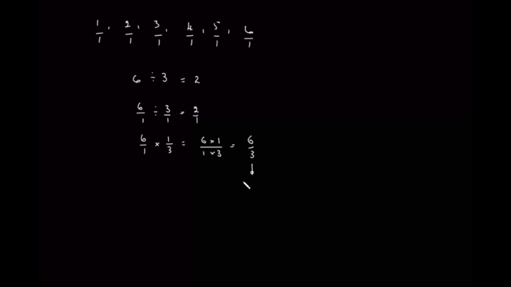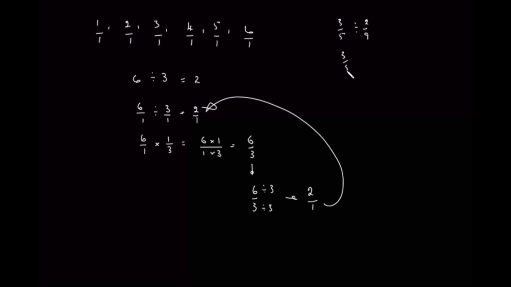Now if I come along, there's your 6 over 3, divide that by 3, divide that by 3, and we get 3 divided by 3 is 1, 6 divided by 3 is 2. Think about that for a minute. Okay, so you get this here, so we can do the same thing with a fraction. If we have 3/5, want to divide that by 2/9, I'm not going to actually work it out. That becomes 3/5 multiplied by 9 over 2.